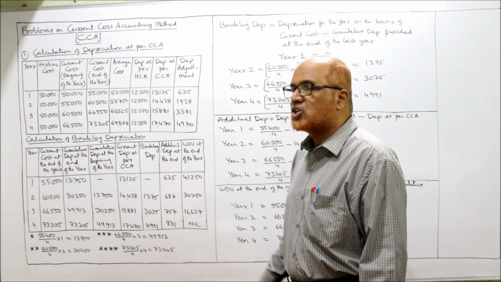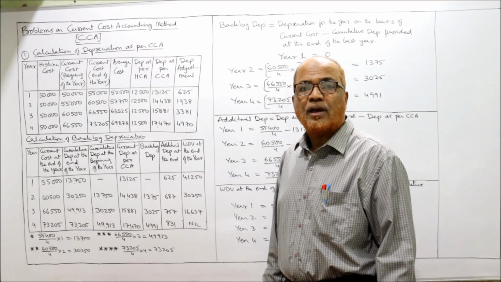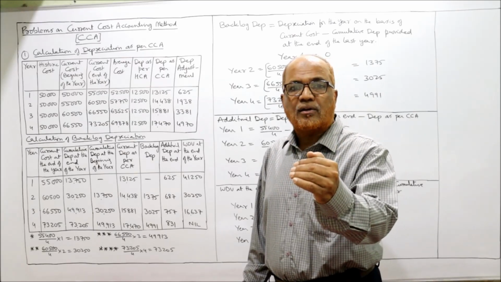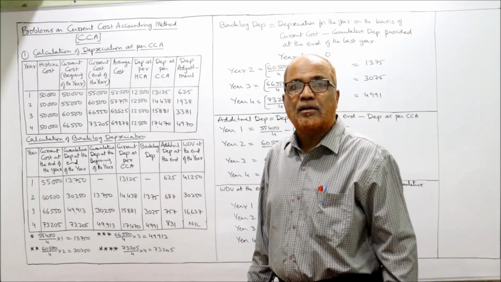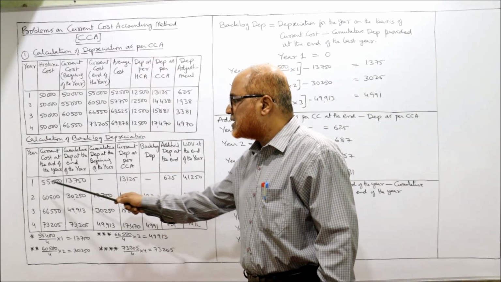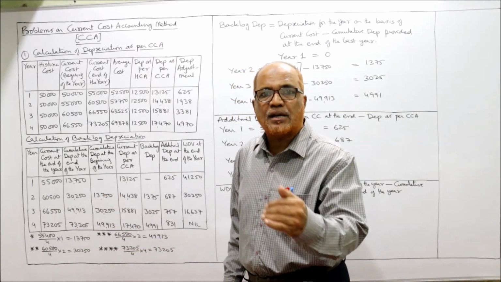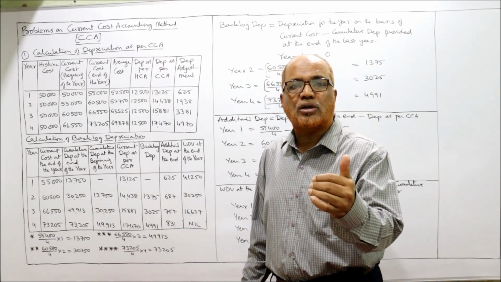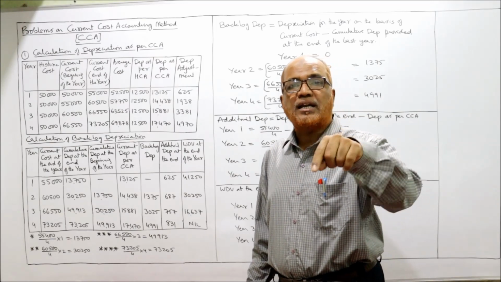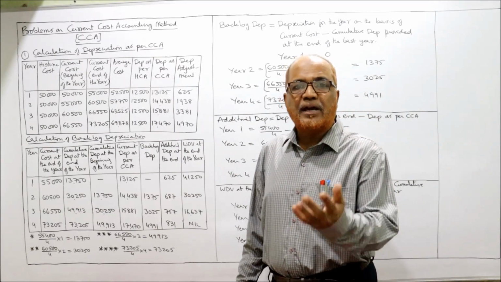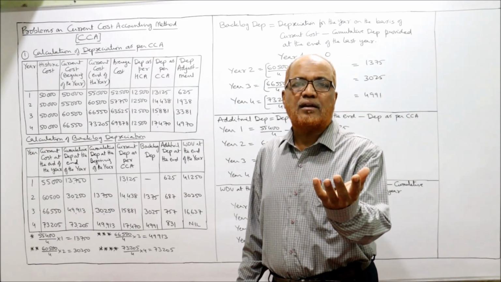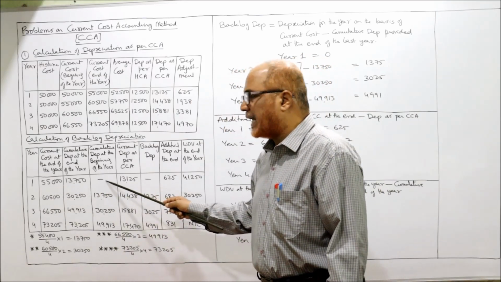Now cumulative depreciation at the beginning of the year. First year closing will become second year beginning. First of all, the beginning depreciation of the first year: at the first year beginning, we don't have any depreciation. Depreciation will start at the end of the year. At the beginning of the year, depreciation will not be there. So for the beginning of the first year, put a dash.